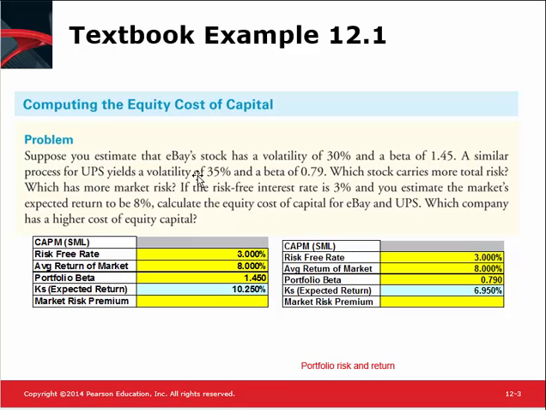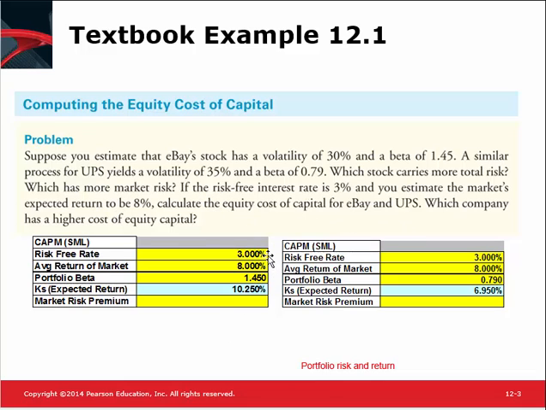So if we have a company, they're using eBay here, the volatility standard deviation is 30% and it has a beta of 1.45. UPS is 35% volatility and beta is 0.79. Which one carries more total risk? Well, of course, total risk is measured by standard deviation. So UPS has more total risk. So what is it when we talk about market risk? Market risk has to do with beta. So obviously, eBay has a greater beta, so it has more market volatility than UPS does.